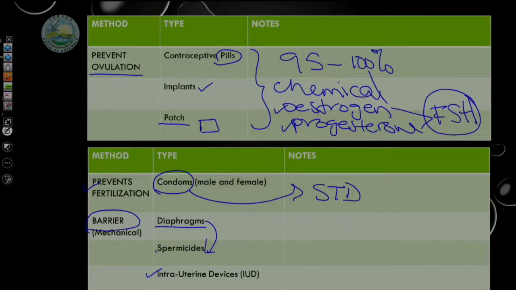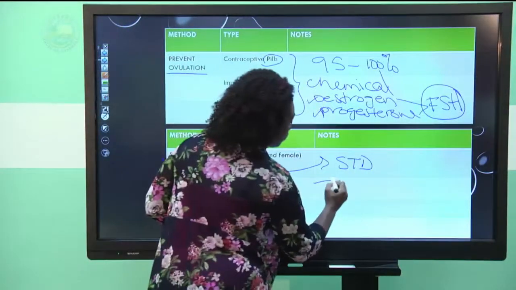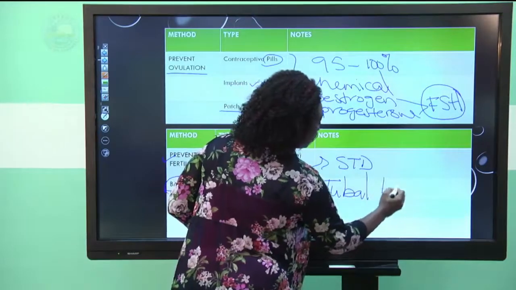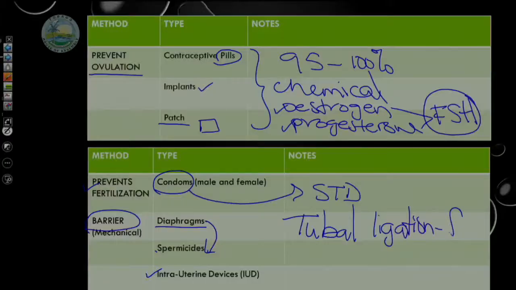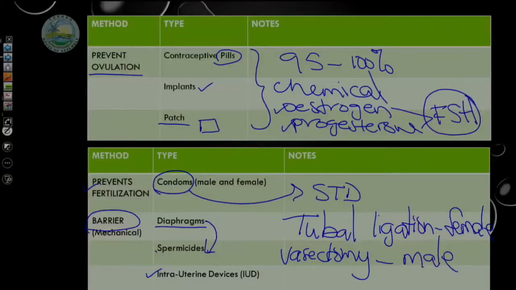Now I want to talk about a method I did not have here, which is a permanent method of birth control, where you would either have a tubal ligation for the females, so this is the female procedure, or a vasectomy, which is the male procedure, where the vas deferens for the males are cut, and that prevents the sperms from being able to leave the body, or the fallopian tubes are cut and tied, and that prevents the egg from entering into the fallopian tubes. These are permanent methods of birth control.